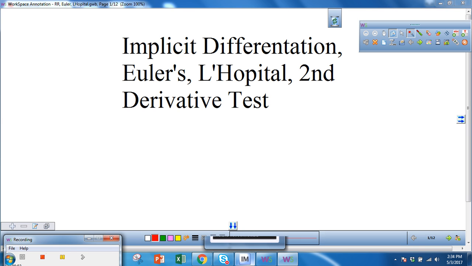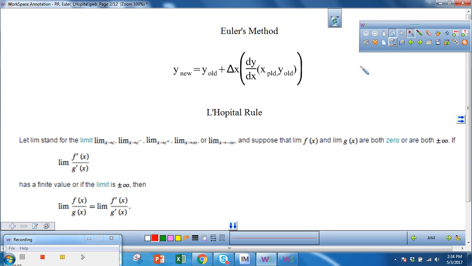Okay, welcome to day 2 of the countdown, day 3 of the countdown to the AP exam. Today we're going to look at a 2016 free response question, and we're going to look at implicit differentiation, Euler's method, L'Hopital's rule, and the second derivative test. So let's just give some examples of each of those.